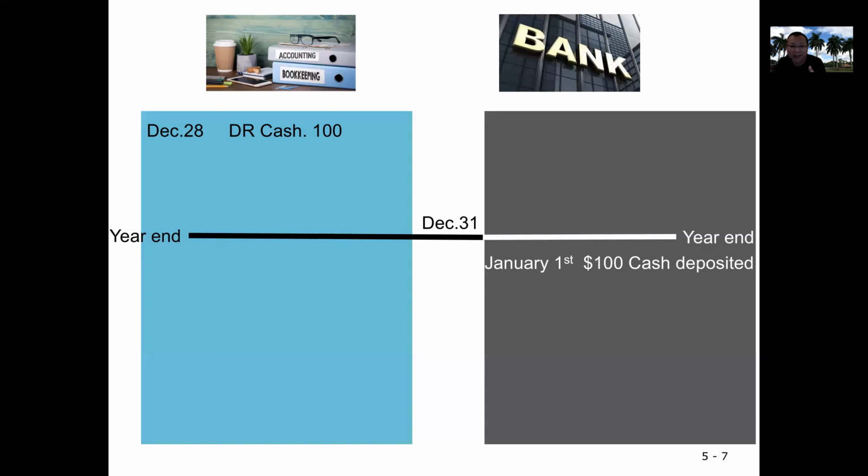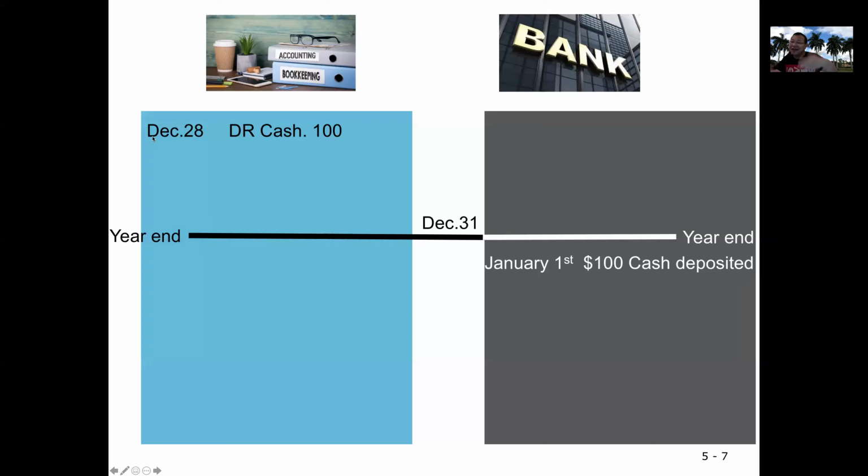As soon as the bookkeeper received the cash on December 28th, the bookkeeper made the entry, debit cash for $100. So your cash balance increased by $100 according to your books. However, this cash was not deposited to the bank immediately. It was kept in the safe for a couple of days and picked up after year end, on January 1st. When you deposit the $100 cash to the bank, the bank record shows the cash increased by $100 on January 1st. According to the bookkeeping record, the cash increased by $100 on December 28th.